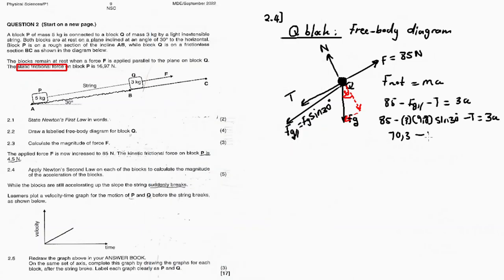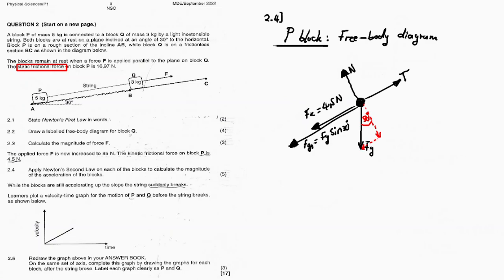70.3 minus T equal to 3a. So this is equation 1. Also siyazi ukuthi second law kuba ne-simultaneous equation. Now let's focus ku block P ke manje. This is block P. Block P again sebenzisa ubani?